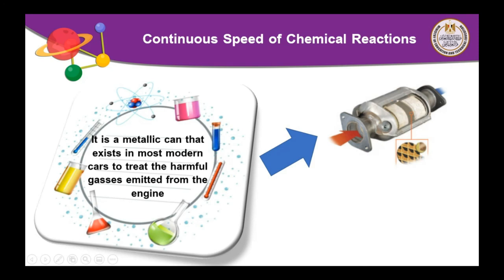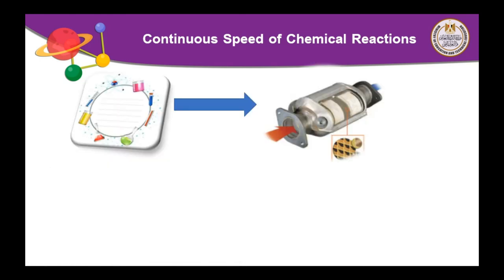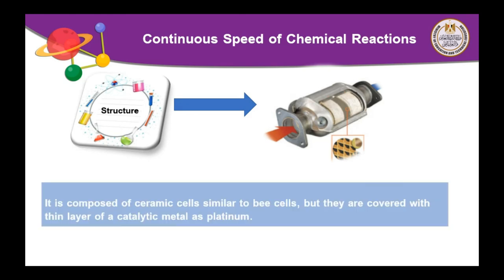What is the structure of the catalytic converter? I will start by talking about the structure. The structure, as we can see, is a metallic can. In a form of what? It is in a form of a P cell, like a bee cell. What shape is the cell? Hexagonal shape. So by increasing the surface area of the cell, the chemical reaction increases.